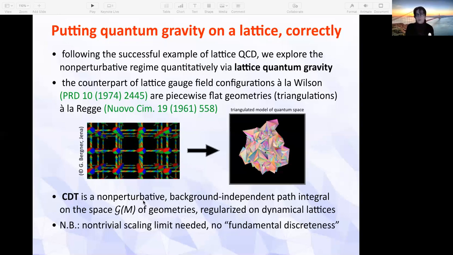So it's a non-perturbative, background independent path integral on the space of geometries, of course, in some regularized version, where we are putting things on the lattice. The idea being here, exactly like in lattice QCD, you introduce a regulator that has, amongst other things, a UV cutoff, the lattice spacing. And in the end, of course, we remove these regulators and try to understand how, with suitable renormalization, physics behaves, and whether there's actually a continuum theory behind this.